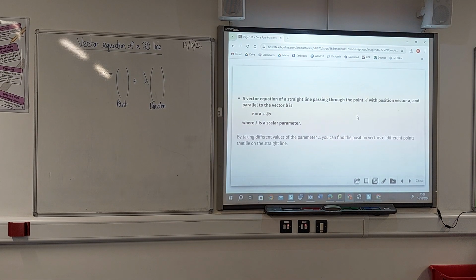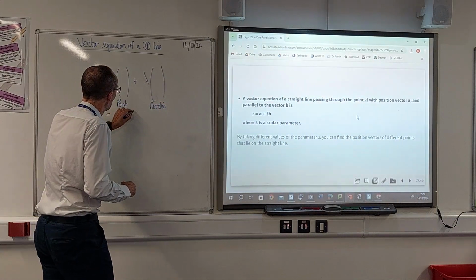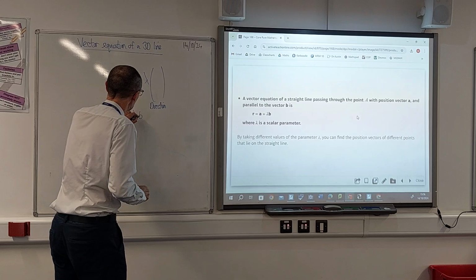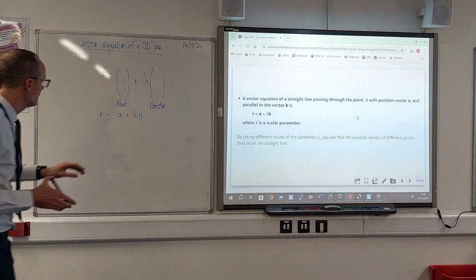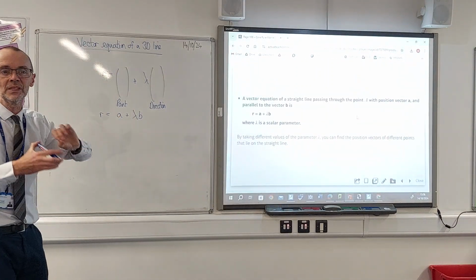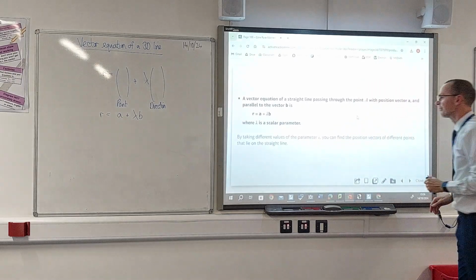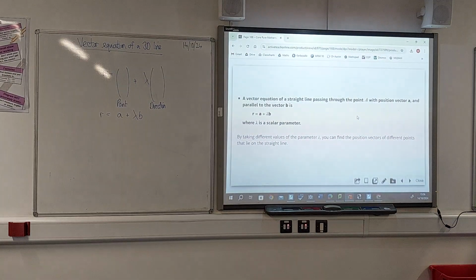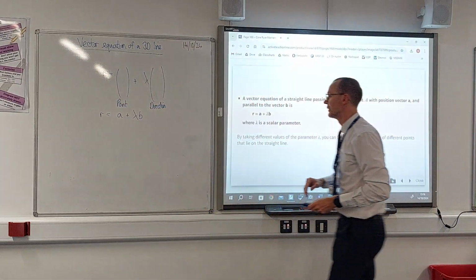So we tend to refer to the point as a and the direction as b. And varying this will give you different points along the line. Okay? So the vector equation of a straight line, and you can do this in 2 dimensions. It's just, you know, that's a 2-dimensional vector, that's a 2-dimensional vector.